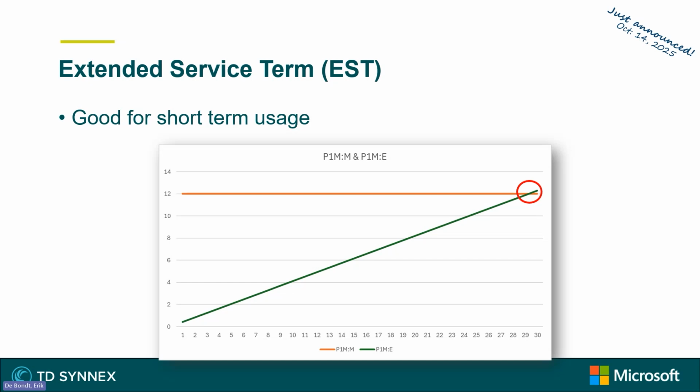For Exchange Online, I know the cost is relatively low, but if you have high-end users with E5s and stuff like that, then you might consider using the EST licensing for a shorter period of time. In fact, if you use it 27 days, the EST will be less expensive, or even better, than the full monthly term.